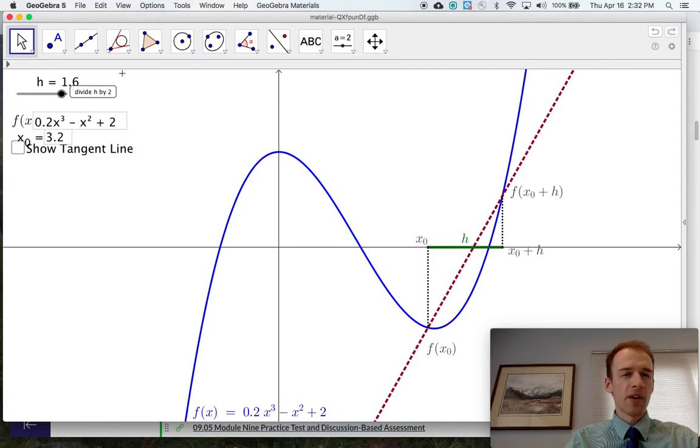Well, a better question to start with would be, given a function, here's this blue function. You can ignore all this junk over here for now. We'll get to that in a second. Don't let that scare you. Here we just have a function. Here's the equation for it: 0.2x to the third minus x squared plus 2.